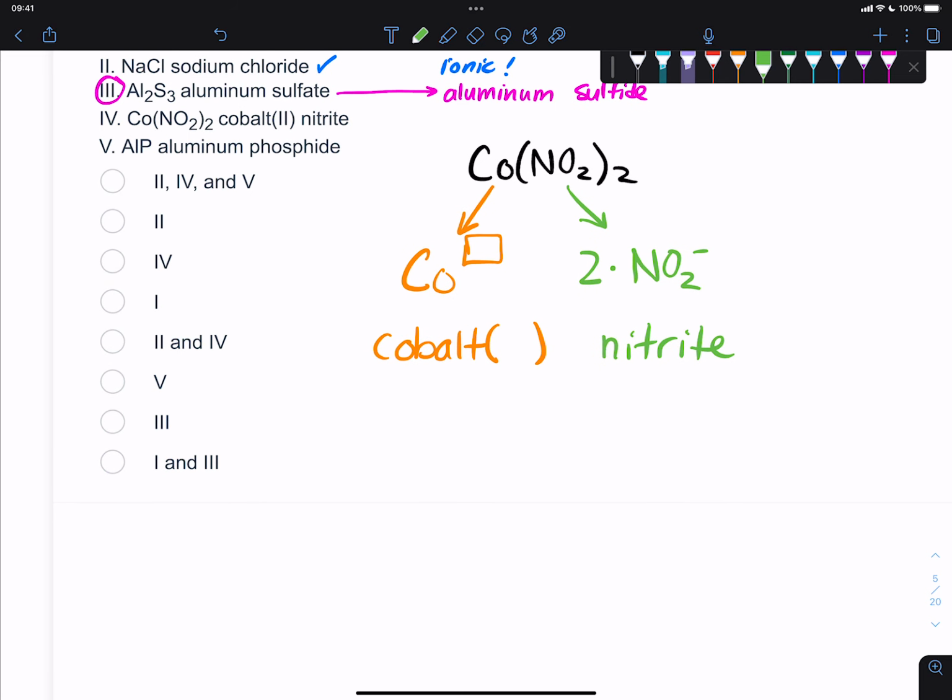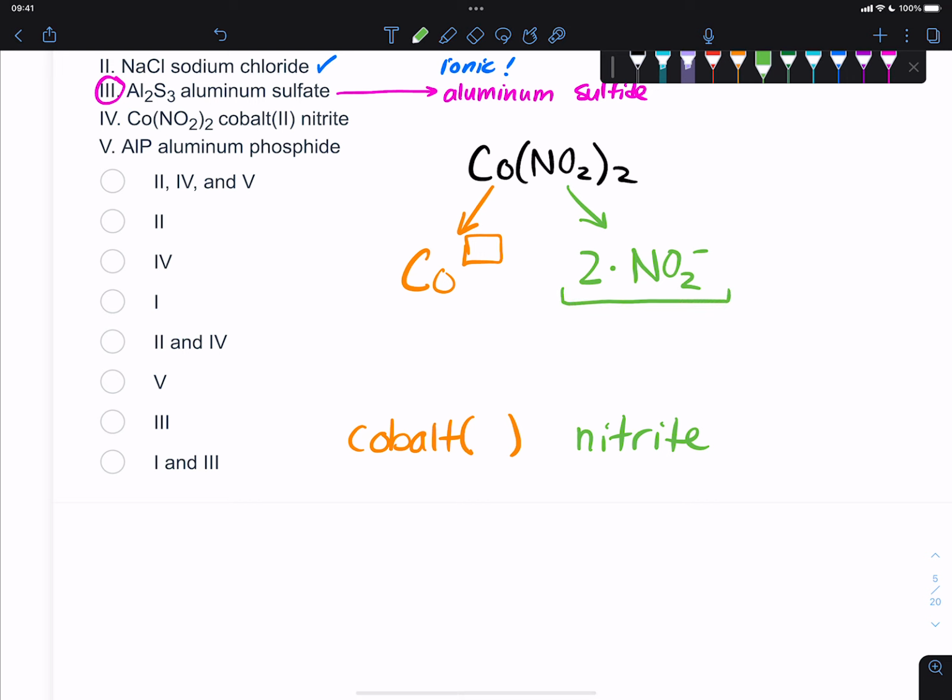But if you really care about finding out the oxidation state or the charge, which you'll eventually have to do, as you will in some of these questions, then you'll have to look at this and do a little bit of thinking about the charges. So there are two nitrite ions in one formula unit. We know that every nitrite ion is -1, and there's two of them, so there's a total of -2 charge. Now this compound overall is neutral.